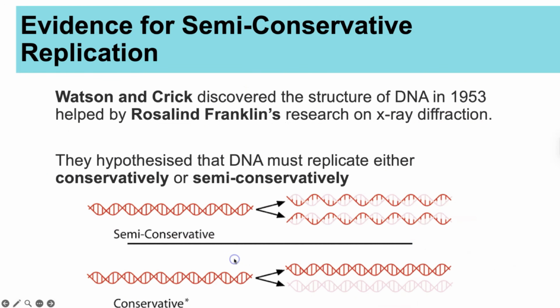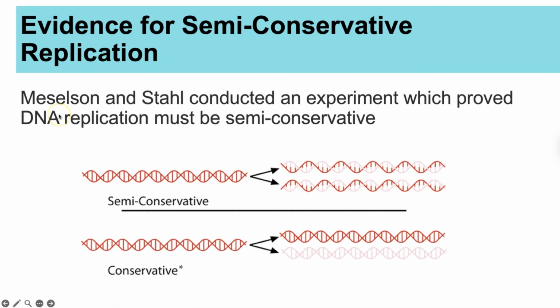Now, the evidence for semi-conservative replication is linked to, first of all, Watson and Crick, who discovered the structure of DNA in 1953, but they were helped significantly by Rosalind Franklin's research on X-ray diffraction. And then they hypothesized that DNA must replicate either conservatively or semi-conservatively. And it was Meselson and Stahl who then conducted experiments to determine it is semi-conservative replication, not conservative.